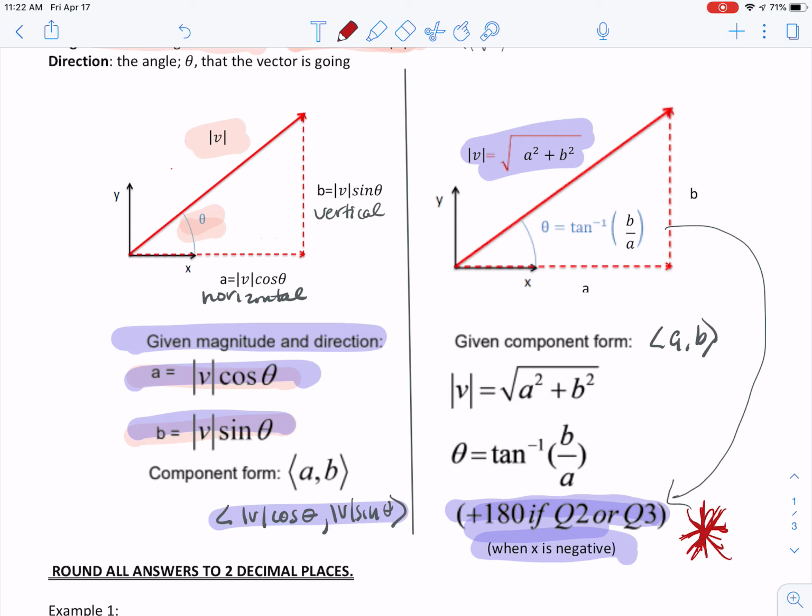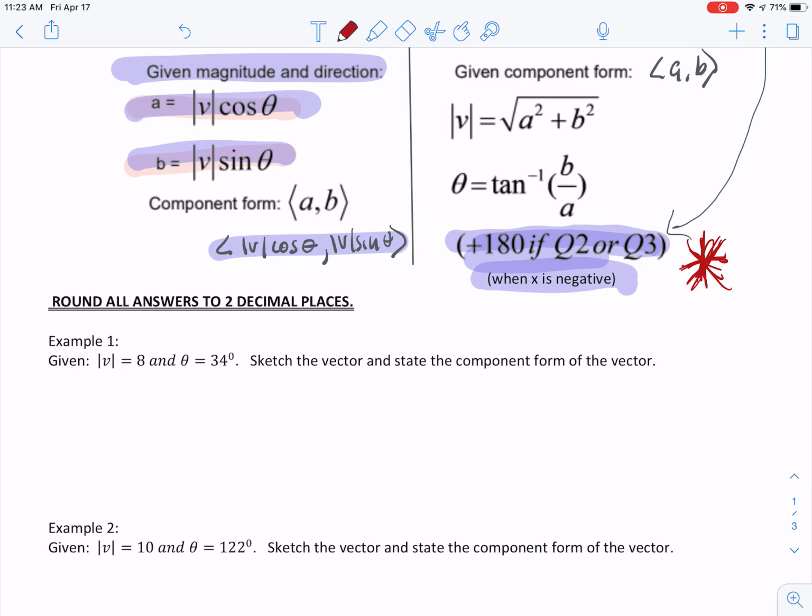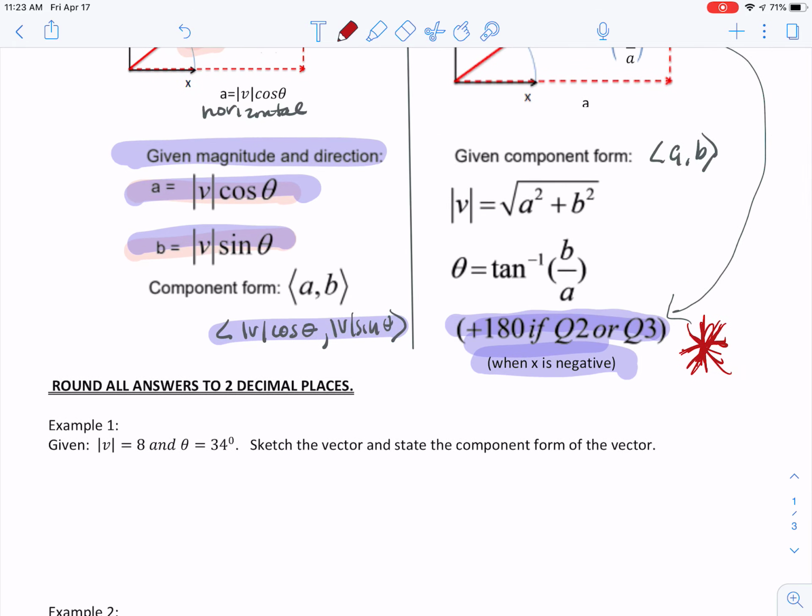You're going to use either Desmos or your Casio. I'll be using Desmos and show you how to do it on my iPad because you all have that. So you can certainly use Desmos. If you have a Casio, just make sure that it's in degrees this time, not radians. All right, so the first one, we're given the magnitude and direction. So that's going to be like the left side. So that's this right here.